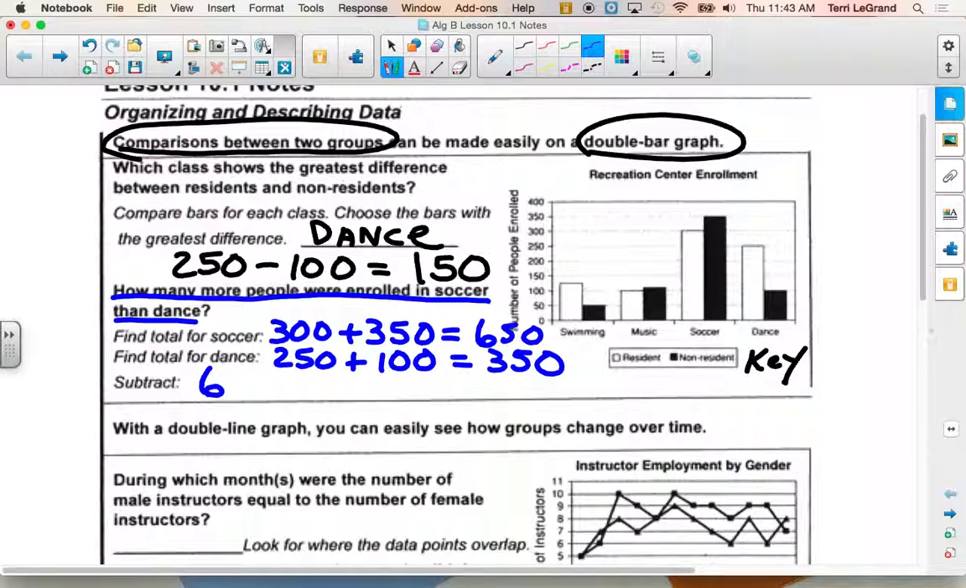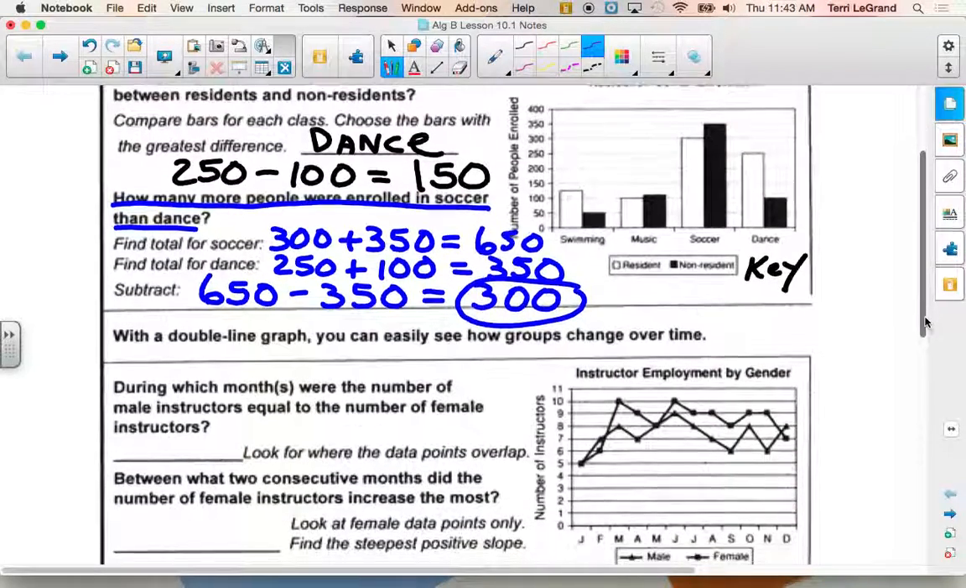So soccer, add or subtract? Subtract, how many more? Not how many total were enrolled in soccer and dance, how many more were enrolled in soccer than dance? So our answer is 300. Okay. Okay, so bar graphs. Pretty easy to read, aren't they?